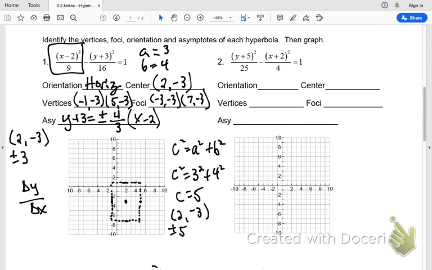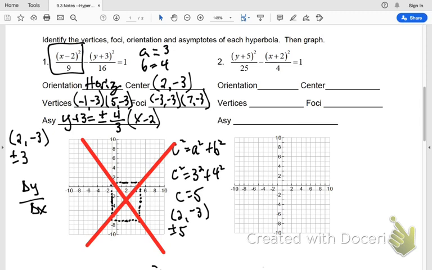Okay, so that'll make it a little easier for me to draw the asymptotes. I'm going to draw the diagonals of that box, and that will be the asymptotes. And then I don't really have to use the equations that I wrote up there. Okay, those are my asymptotes. That's what the hyperbola is going to be approaching.